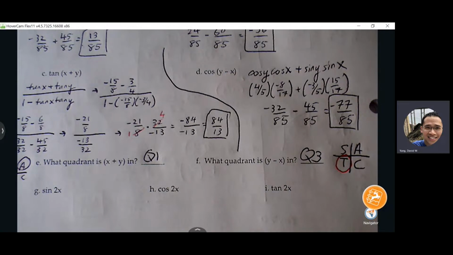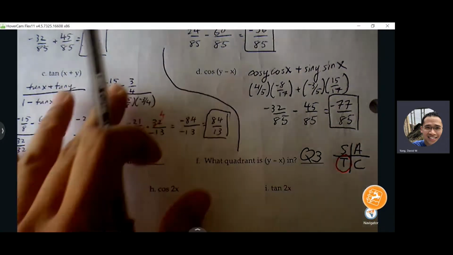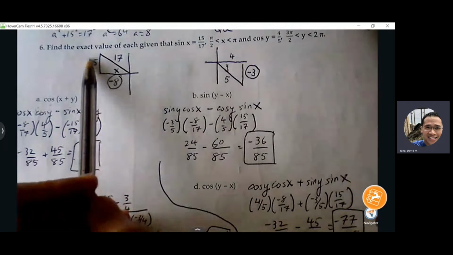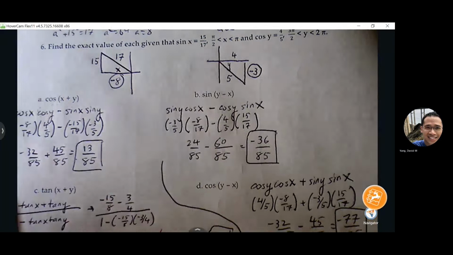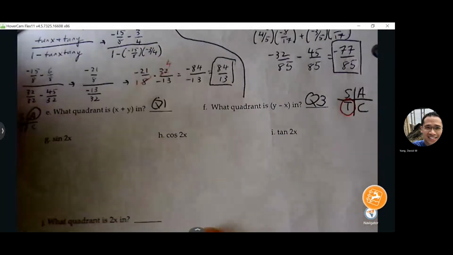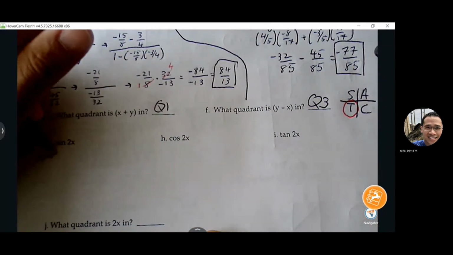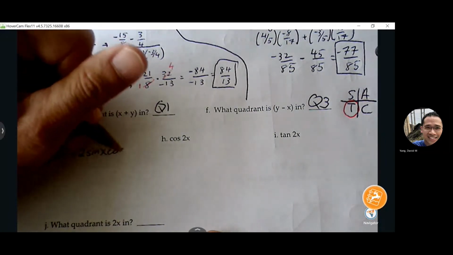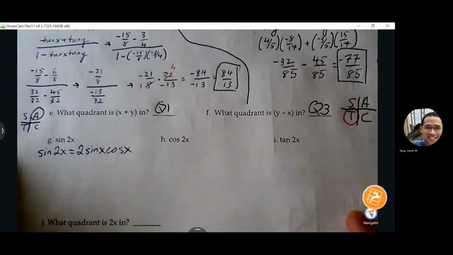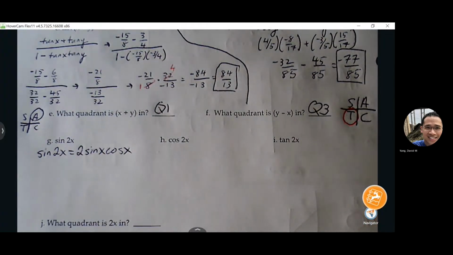Okay, for G, H, and I, you're going to expand those double angle identities, but you're just going to rely on triangle X. Go ahead and find sine X and cosine X from your first triangle. Make those substitutions and reduce your fraction.